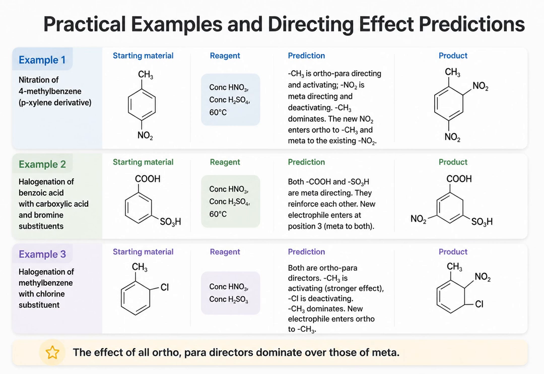Since activating groups override deactivating groups, the methyl group wins, and the incoming electrophile is directed ortho and para to the methyl group. In the second example, we have a carboxylic acid and a sulfonic acid group, both meta-directors. They reinforce each other, so the incoming electrophile is directed to position 3, which is meta to both groups. In the third example, we have a methyl group and a chlorine atom, both ortho-para-directors. The methyl group is more activating, so it dominates, and substitution occurs ortho to the methyl group. These examples show how to apply the directing effect rules systematically to predict products.